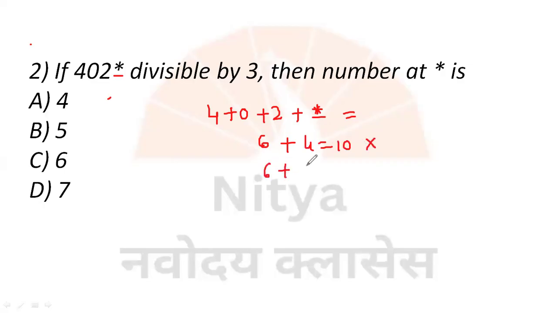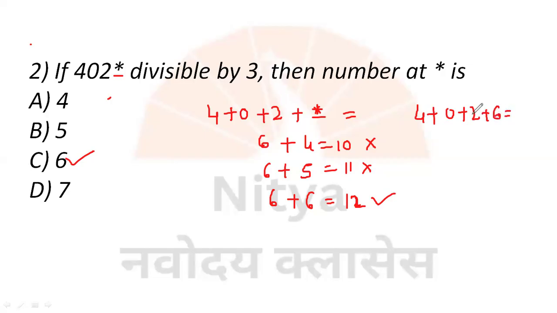If we add 6 plus 5, that is 11. So 11 is also not divisible by 3. And option number C, check, 6 plus 6 is 12. Yes, 12 is divisible by 3. 3 fours are 12. So our option will be C. It means when we add 4 plus 0 plus 2 plus 6, that is 6 plus 6 is 12. So 12 is divisible by 3, then the whole number is also divisible by 3.